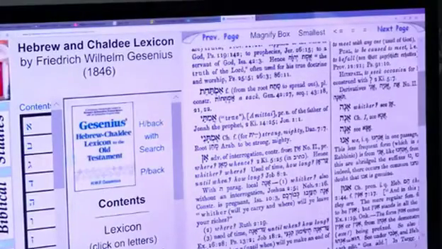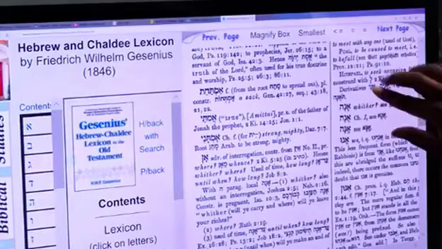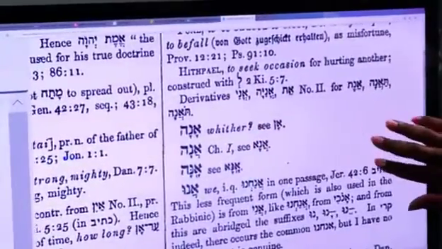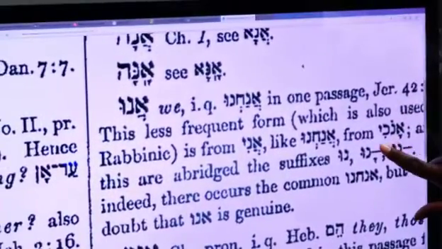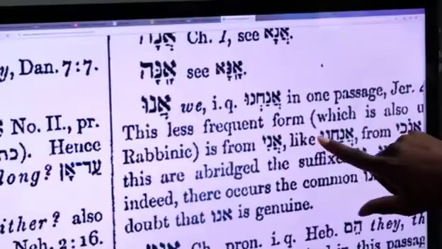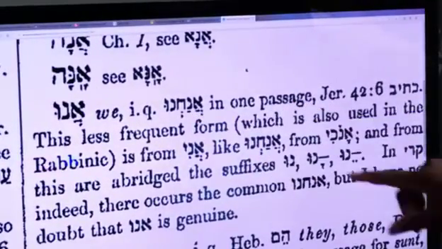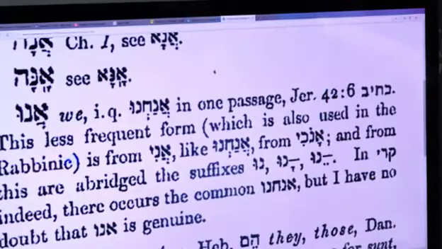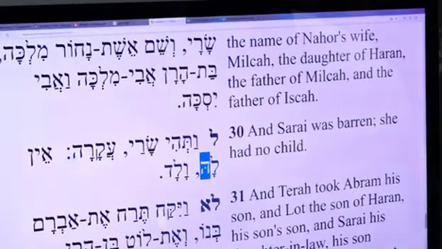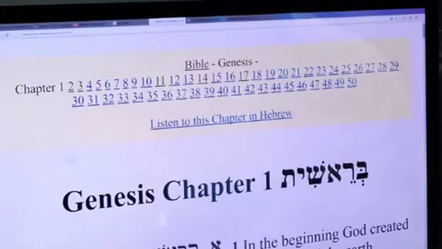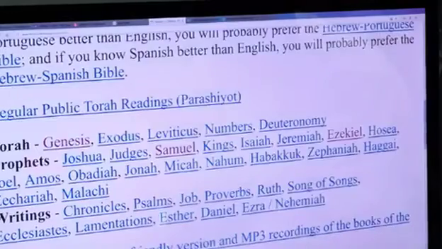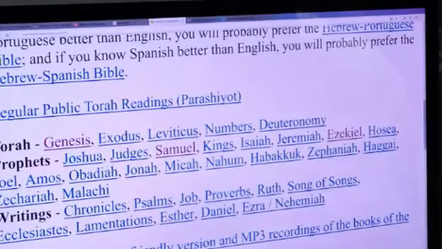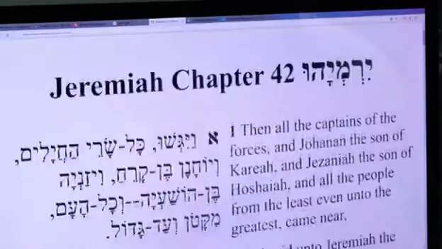Okay, so here we see the entry for anawa. Okay, anawa, which means we, and they also have anach nawa. All right, so they have the passage, Jeremiah 42 and 6. Let's go there real quick and see what we find. Jeremiah 42, verse number 6. Okay, this will probably be our last example for the sake of time.